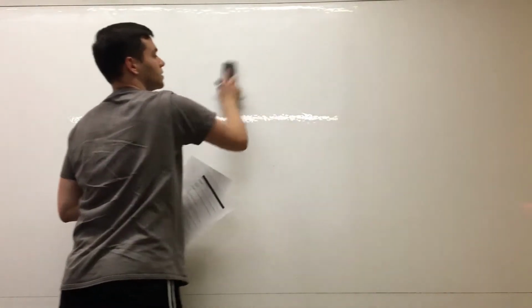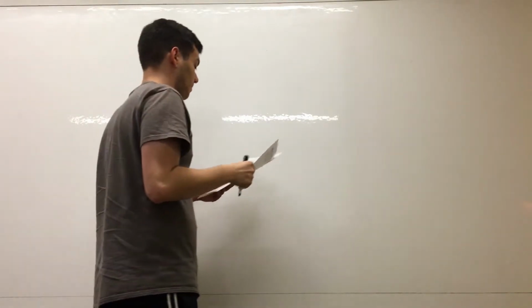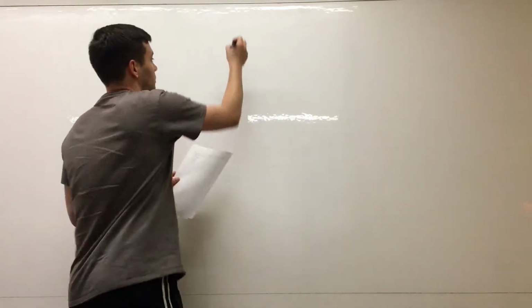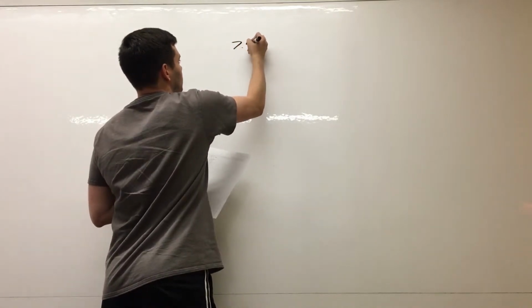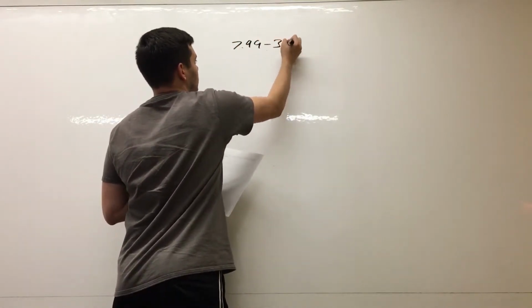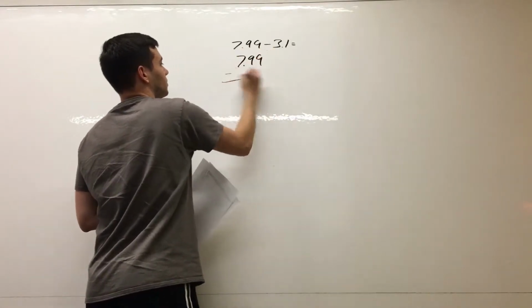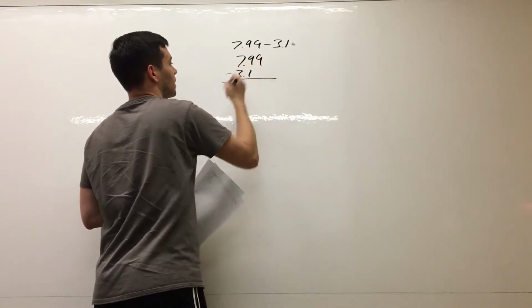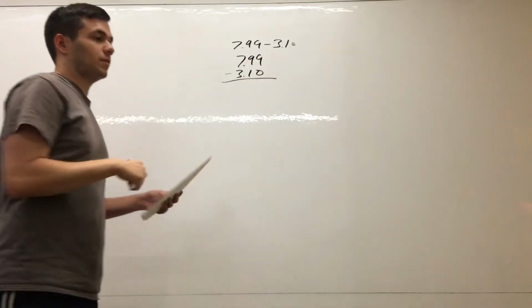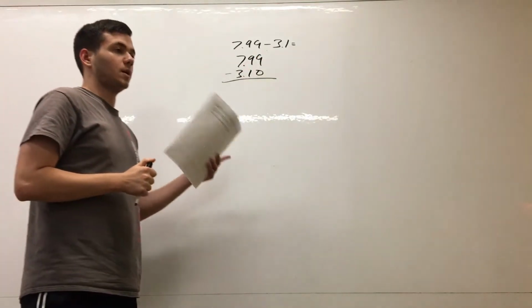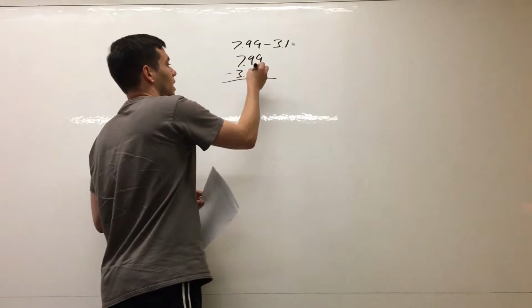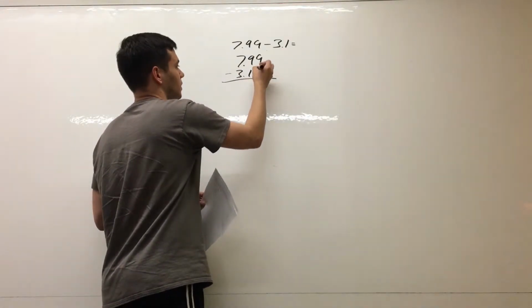So the same rules apply with subtracting as well. You just need to line up the decimals, that's all. Alright, 7.99 minus 3.1. Again, just like with all the other videos, always try to pause and try to do these on your own. And once you run out of ideas, just resume the video.